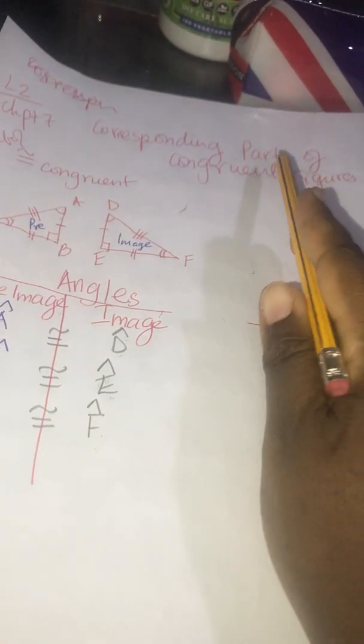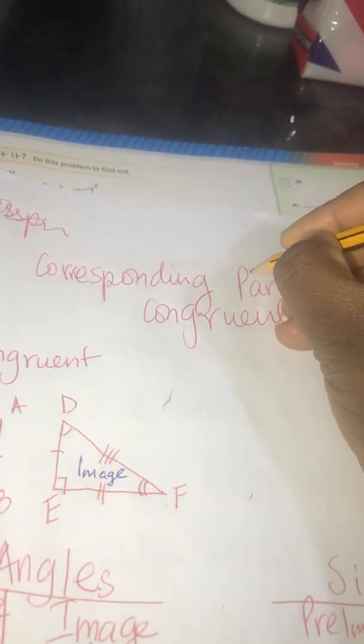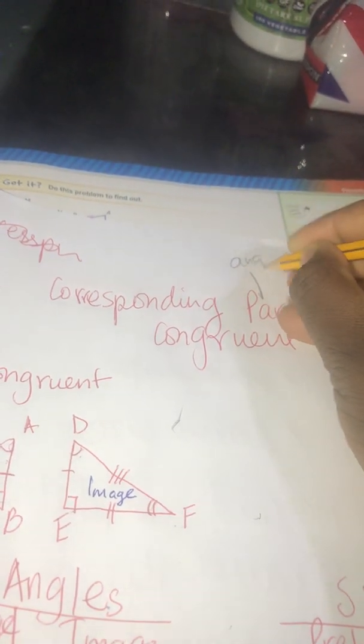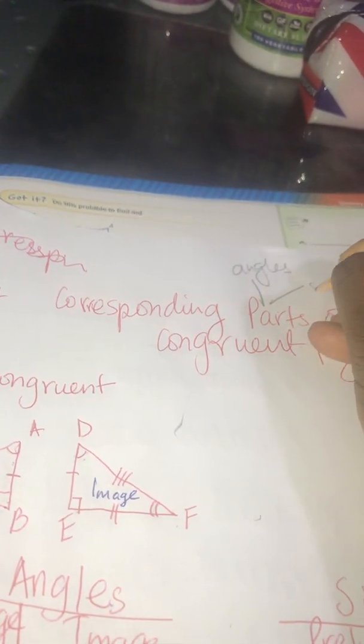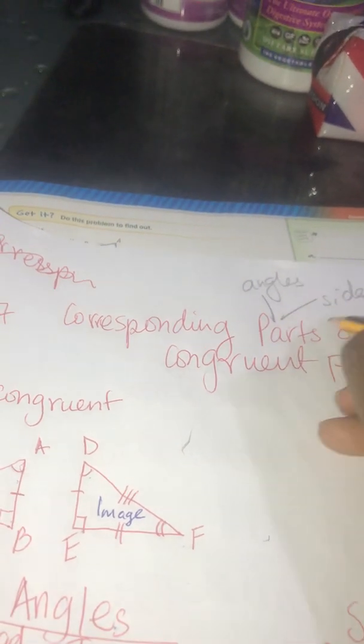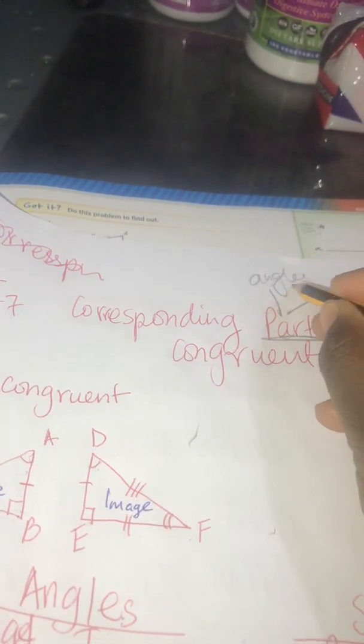So when you're talking about parts, you talk about angles and sides. You have to talk about two things, angles and sides, because every polygon has sides and every polygon has angles, and mostly interior angles. All right, let's do this one here.